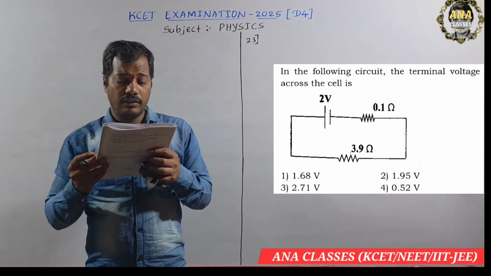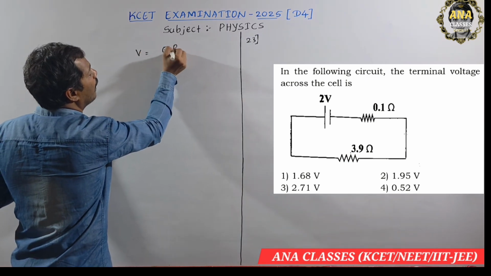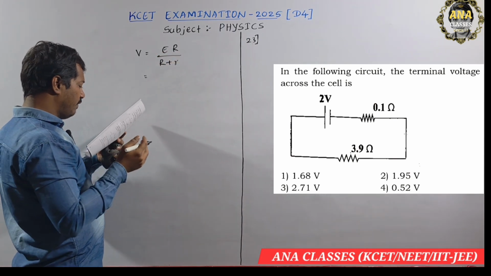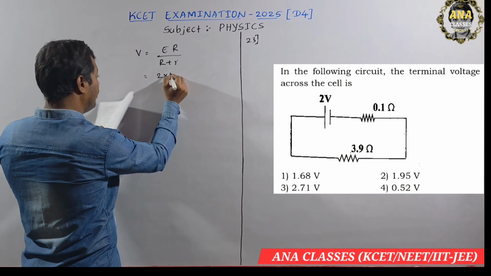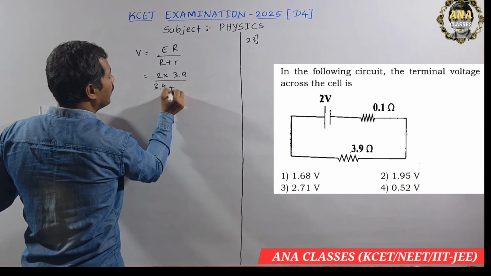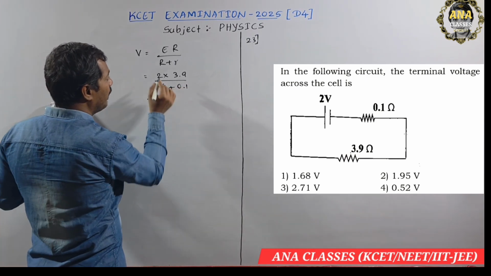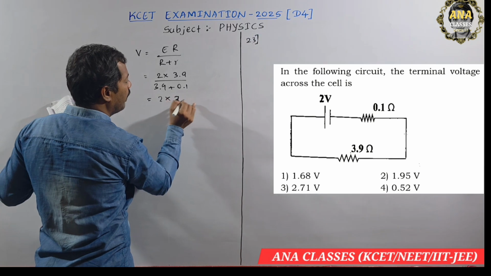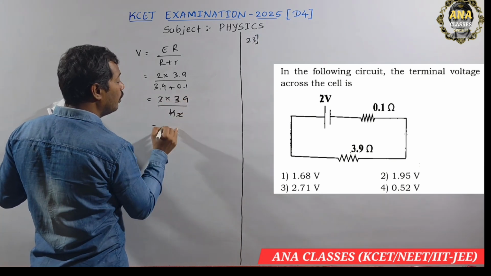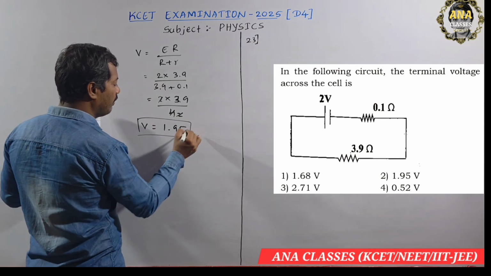In the following circuit, the terminal voltage across the cell is V equals E into R divided by R plus r. The E value is given. So what is the E value? E value is 2 and R value is 3.9, divided by R again 3.9 plus small r value 0.1. So by multiplying, it is 2 into 3.9 divided by 4. Two ones are 2, the 2s cancel, so the answer is 1.95 volt.